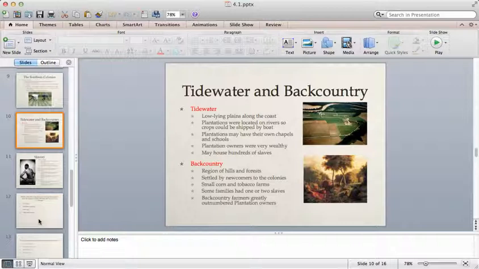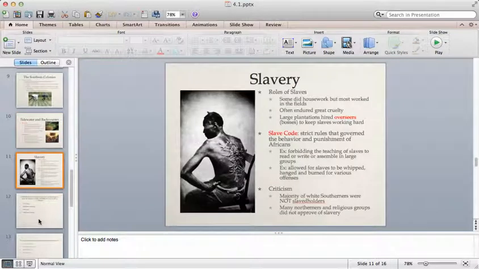Then you have backcountry, which, as you can see in that bottom right picture, has more hills and trees. A lot of the people that are settling there are newcomers to the colonies. This is where you're going to see more of the tobacco and small corn farms. And these families sometimes did have slaves, but they were not as wealthy as those plantation owners, so they usually just had a few slaves. The thing to remember is that backcountry farmers greatly outnumbered plantation owners in the South. You were much more likely to be a farmer in the backcountry with maybe just a few slaves than to be one of the few wealthy plantation owners that owned hundreds and hundreds of slaves.